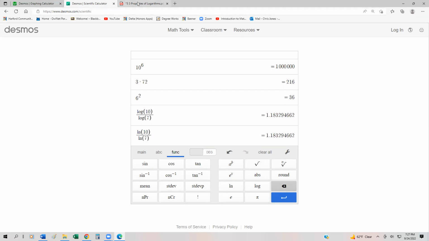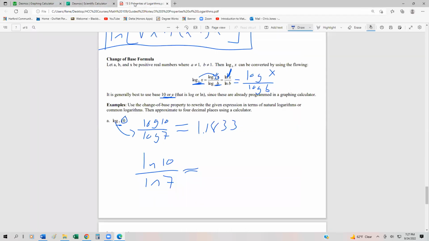So the good news is that it doesn't matter which of these logs you use, it'll still give you the same approximation. Just be careful in MyMathLab that you give them the log that they want. I think it's the log, but just be careful that they don't want the common logarithm.